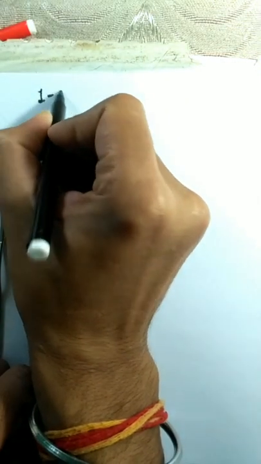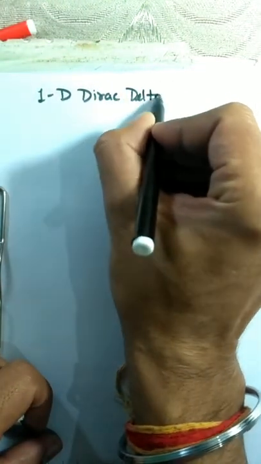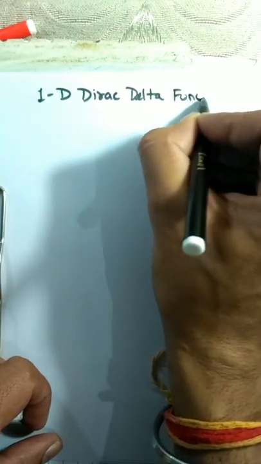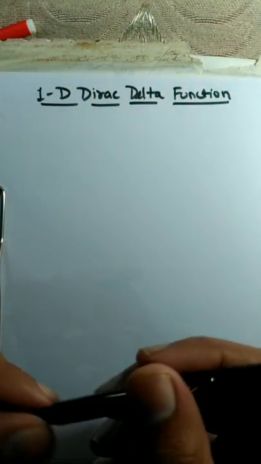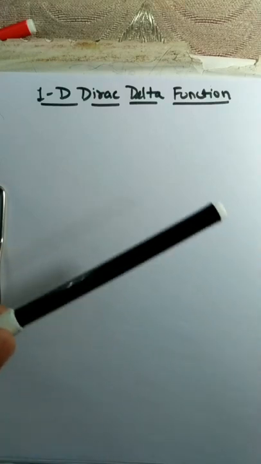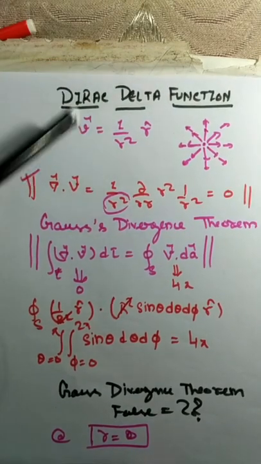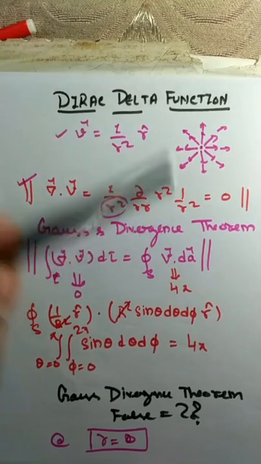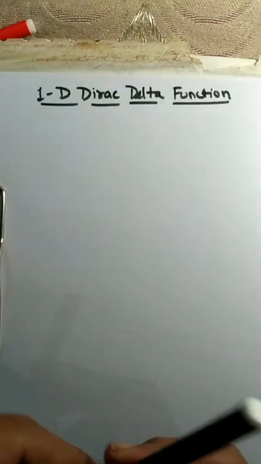Hey guys, in this video we will discuss the one-dimensional Dirac Delta function. In the previous video we have already seen the need and importance of the Dirac Delta function, in the introductory video. Let me show you what we discussed: we took a vector function 1 by r square r cap, and through that I showed you the importance of the Dirac Delta function. Okay, let's discuss the one-dimensional Dirac Delta function.